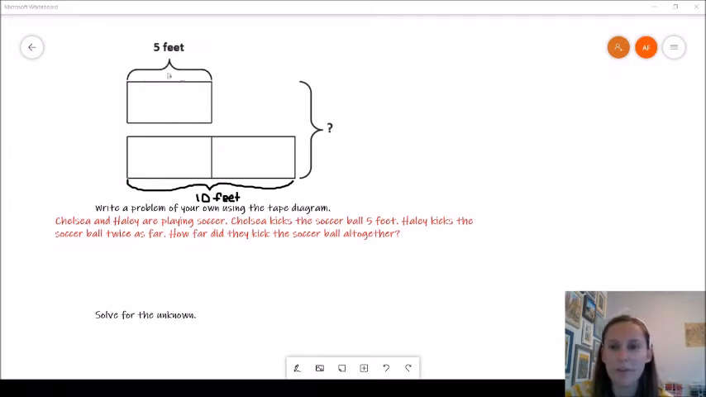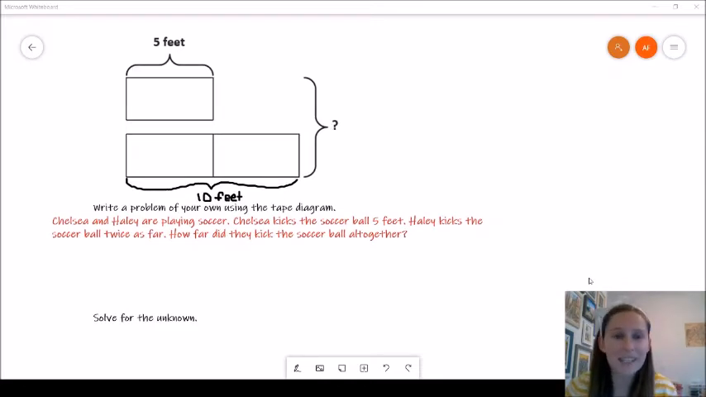Chelsea kicked the soccer ball 5 feet. Haley kicked the soccer ball twice as far, so the second value is twice as much as our first value. How far did they kick the ball all together? So that is the unknown that we're trying to solve for. Does that match my tape diagram? Yes. We could write a different problem though. That's the fun of lesson 5, is we get to use our imaginations.